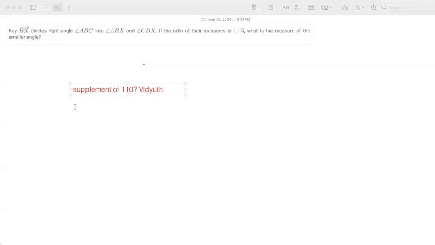What is the supplement of 110? 70. Yeah, you guys got it. Okay. Swarit, you're aware of that, right? Swarit? Yeah, I am. Okay.